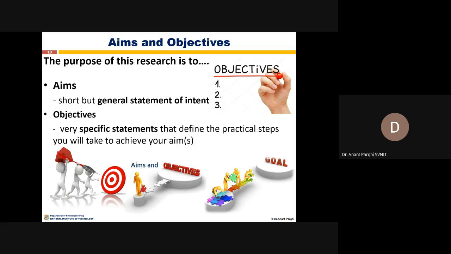So objectives should be reasonable and viable, so you will be able to solve your problem within a specific timeline. It should be a specific statement which defines the practical steps you will take to achieve your aim within that timeline. So there should be a specific focus. If you are not focusing your work, then there is no specific research, and then your time keeps increasing.